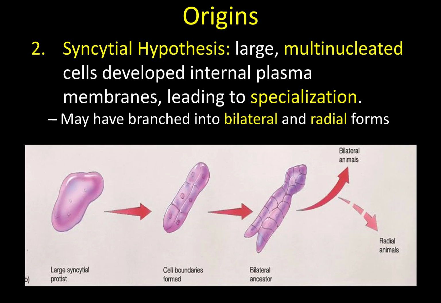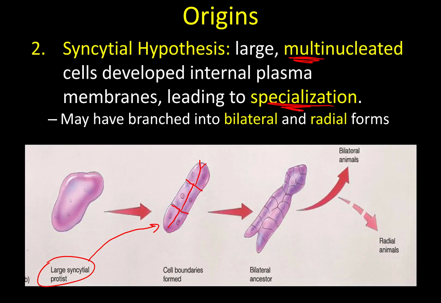Our second possible origin of multicellularity is from syncytial protists, and thus it's called the syncytial hypothesis. Remember that syncytial cells are large and multinucleated, meaning they have many nuclei within a single cell. Now, if these big syncytial protists were to develop cell membranes that are internal, dividing up the inside of this cell into separate compartments, each of which has a nucleus, what you've essentially created is the same situation we saw in the colonial hypothesis. We have a group of cells that are all connected to each other, which creates the opportunity for specialization to occur.